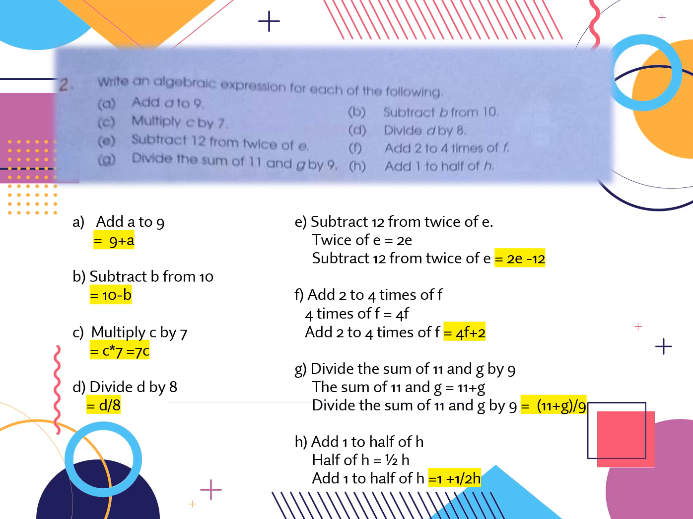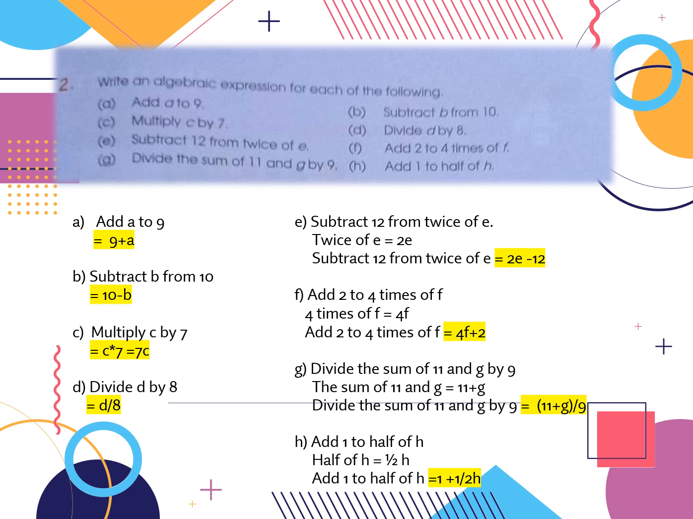In part F, we have to add 2 to 4 times of F. So first we need to derive an expression for 4 times of F, which is 4F, because 4 times of F means 4 is going to multiply with F. Now we have to add 2 to 4 times of F, so we will simply write it as 4F plus 2. For part G, we have to divide the sum of 11 and G by 9.